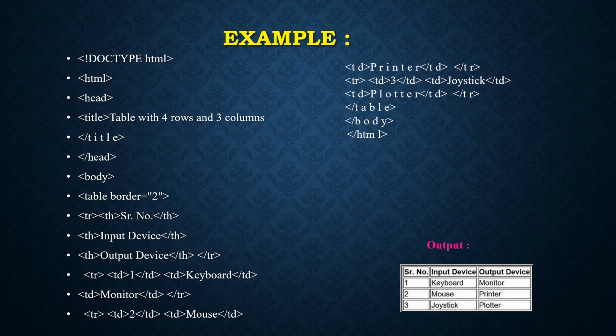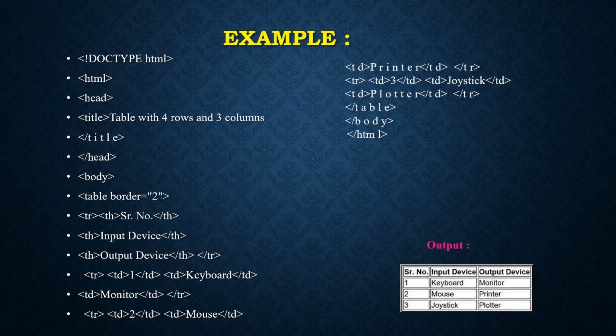Now records are inserted by td, that is table data. So td1 slash td. First input device is keyboard, so td input, td keyboard slash td, td monitor slash td and slash tr, because after monitor the row ends.